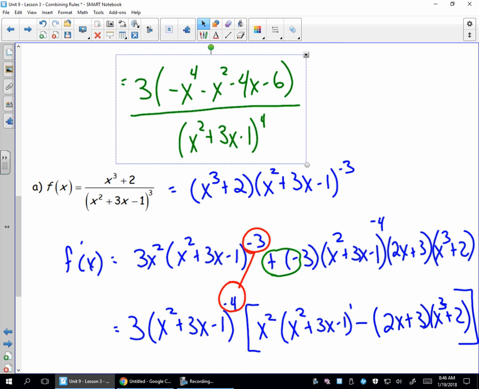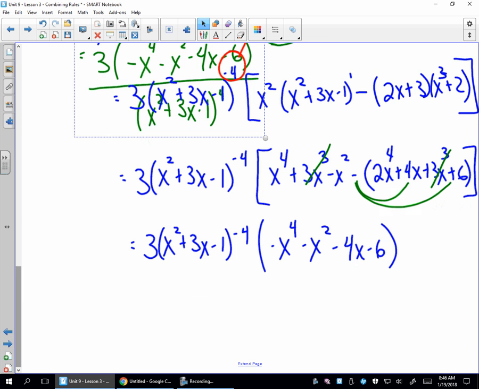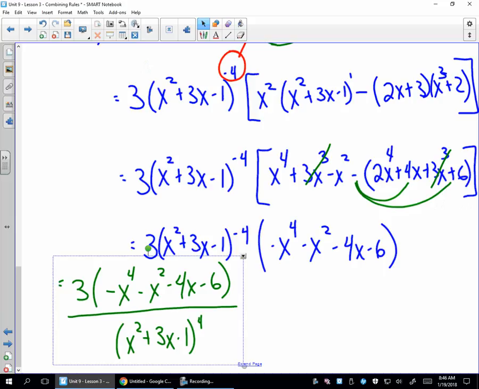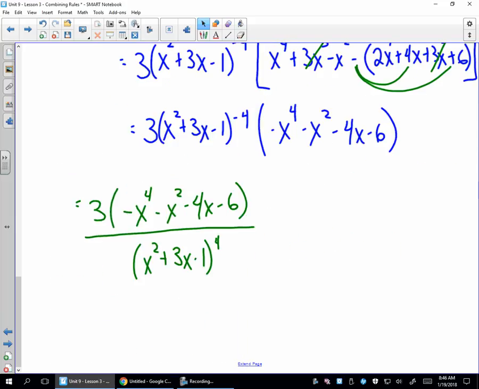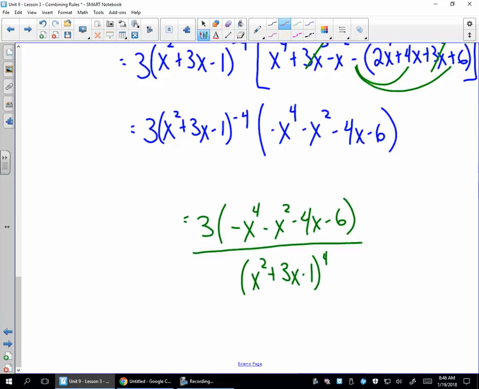This answer, and compare it to the answer we just got, these are the same answers. The only difference is that I wrote this one with a negative exponent, but really that's the same thing as putting it down here, right? So it's your choice. They come to the same answer either way.